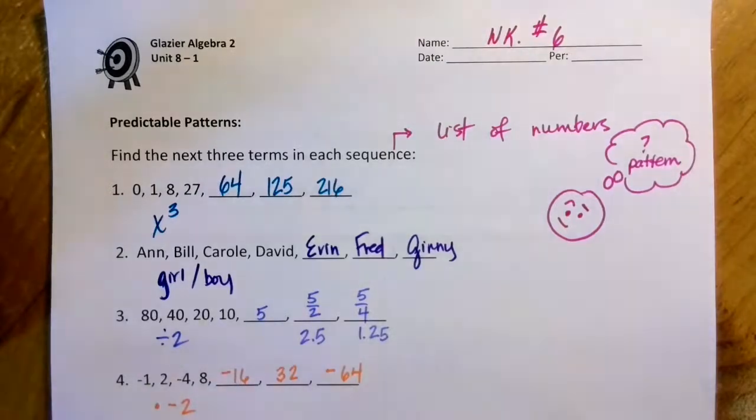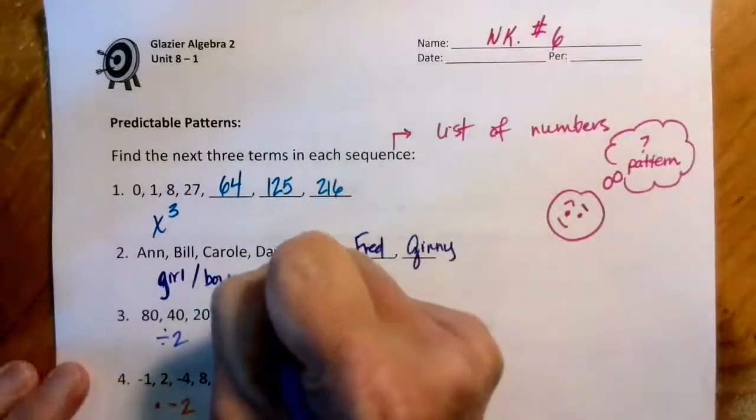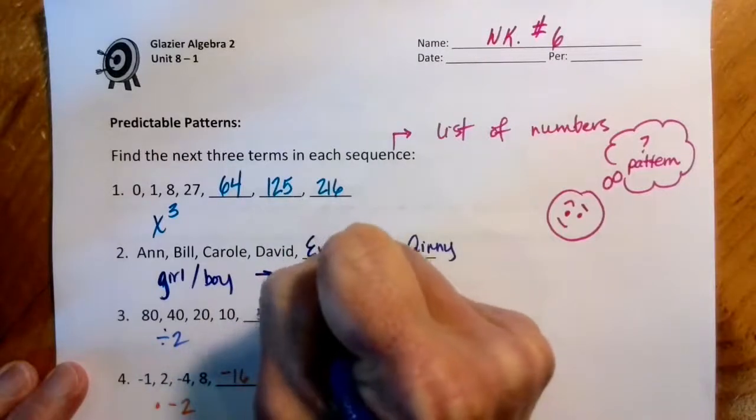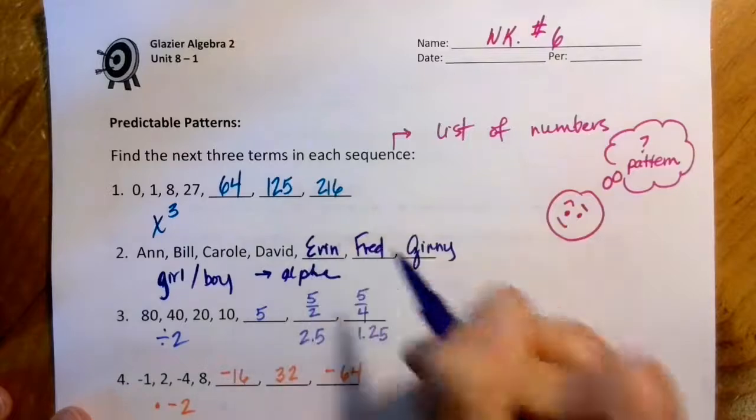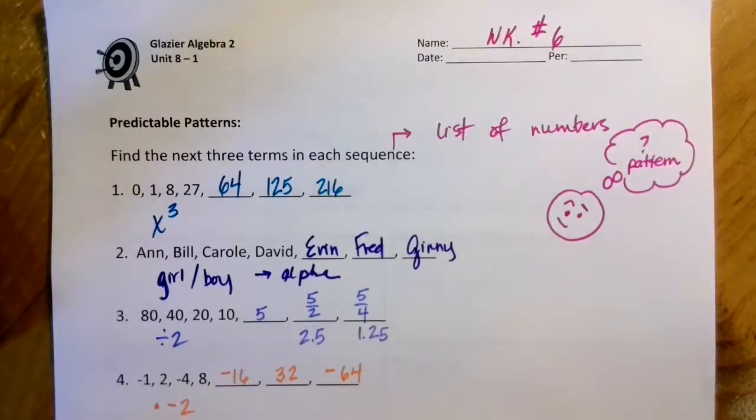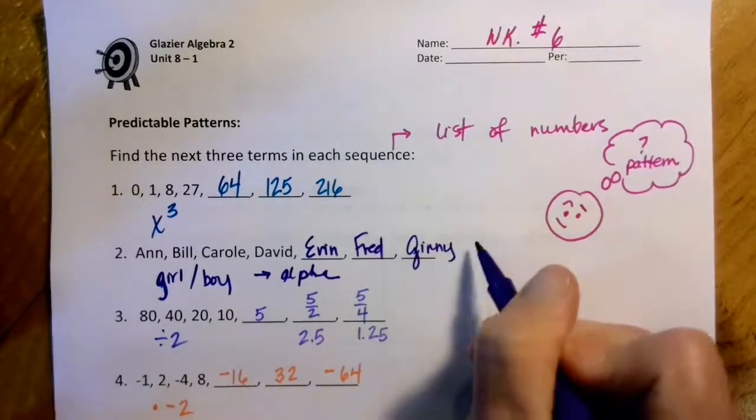All right, so if you look at that first one, those are your friendly numbers. I hope you recognize your cubes. 0 cubed, 1 cubed, 2 cubed, 3 cubed. So we just continued on with 4, 5, and 6 cubed. Number 2 is a girl-boy pattern, but also ABC. So in addition to coming up with some girls' and boys' names, you want to be going up the letters of the alphabet.